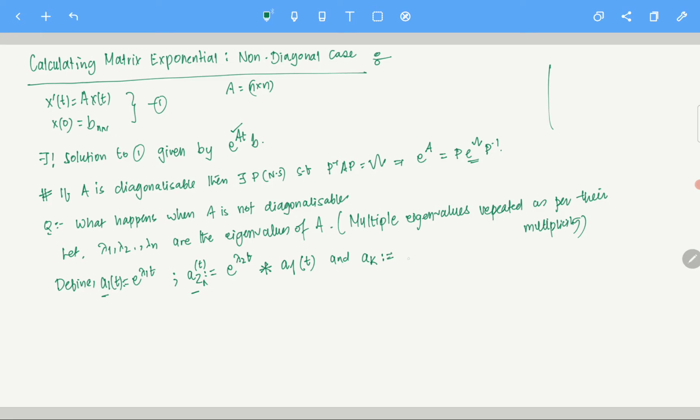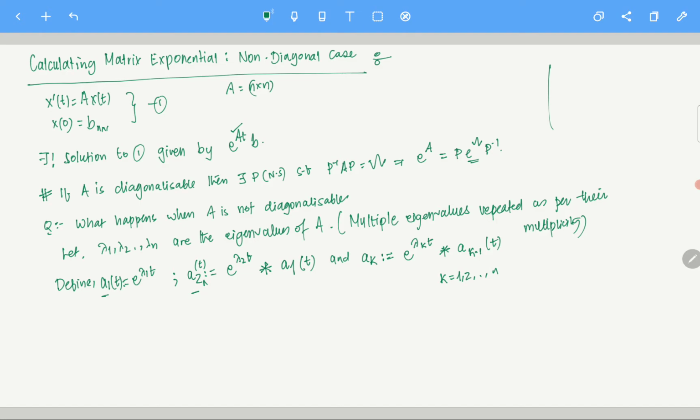Ak, we are defining it as e power lambda k of t, convolution with the earlier one, a k minus 1 of t, that we already found out what a k minus 1 of t is. So you do it like this. So this we will do for k equals 1, 2, and the whole thing down, up till n.